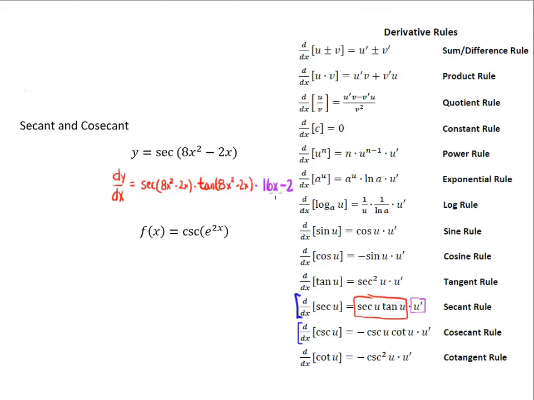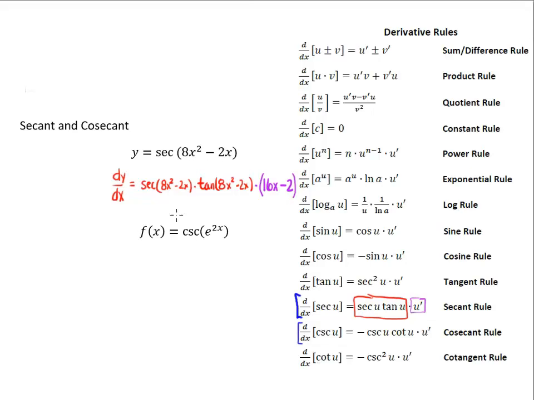It's only getting multiplied to 16x. I need it multiplied to both of these. It's an easy fix, but it's one that we forget quite often, so I need to make sure I put this in parentheses. And now that is the correct derivative. That way, the entire derivative of secant is getting multiplied by the chain rule. So you have to remember to do that whenever your derivative has more than one term in it.